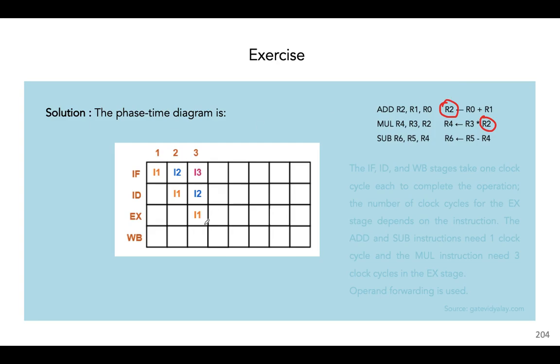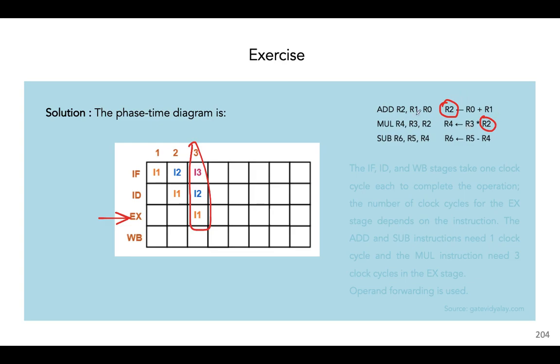And here what's happening is, while instruction 1 is being executed in clock cycle 3, instruction 2 has moved to the phase where instruction decoding and operand fetching is done, right? Instruction decoding and operand fetching. Operand fetching means R3 and R2. These are the operands for I2.